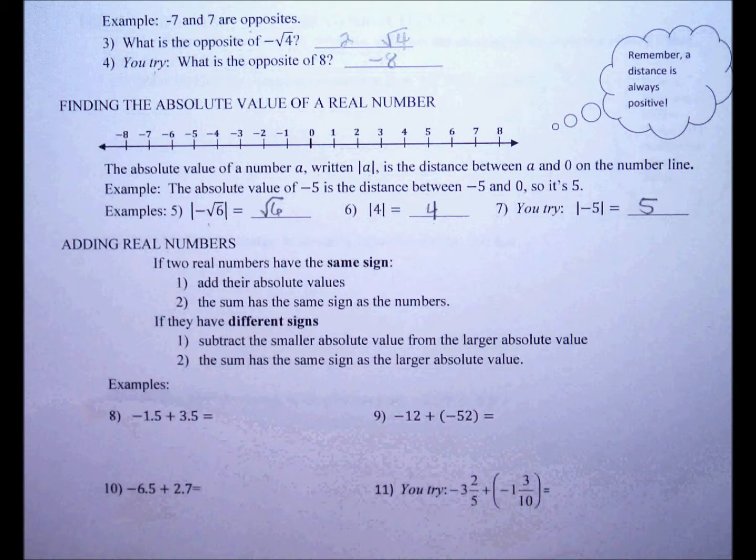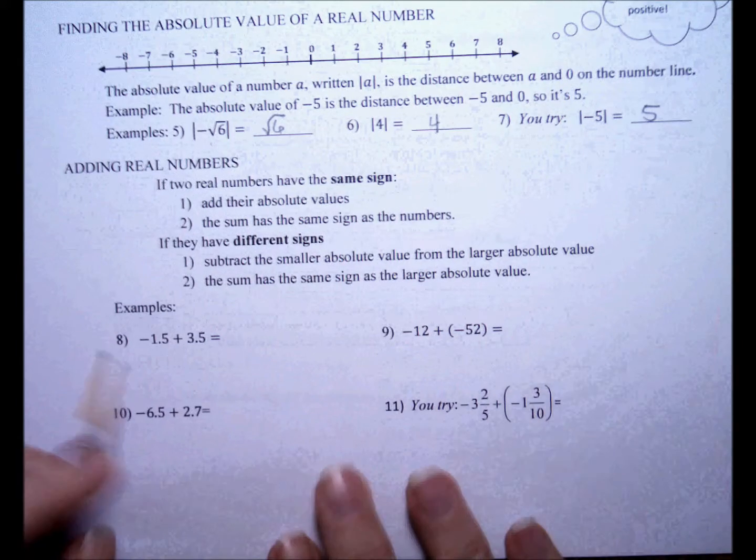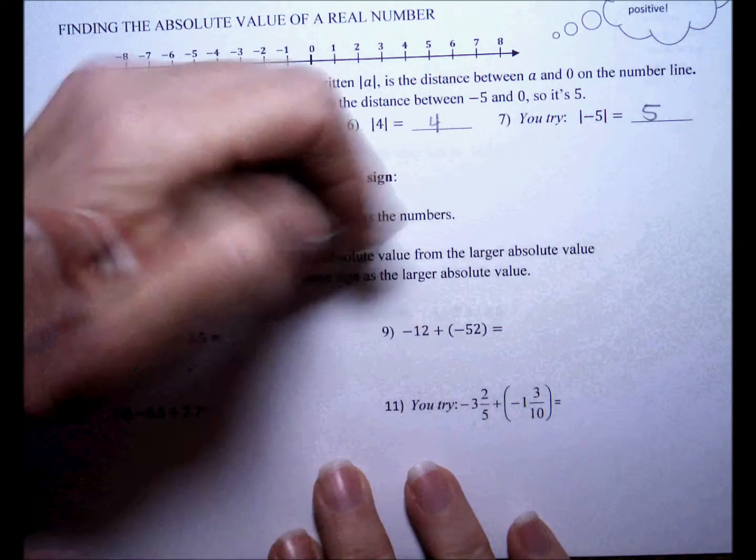Okay. Adding real numbers. If two real numbers have the same sign, then all you have to do is add their absolute values, and the result will have the same sign as the original numbers. If they have different signs, you're going to take the absolute value of both numbers, subtract the smaller from the larger, and then whichever was larger in absolute value to begin with, that's the sign you use for the result. It's easier to see this when we actually put it into practice.